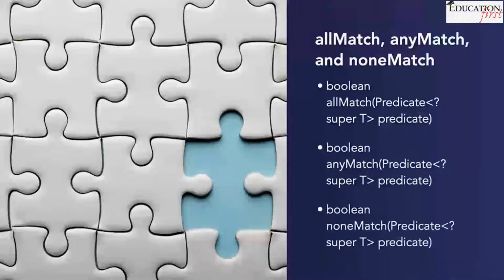We also have none match, and it actually does the opposite. So it returns true if no elements of the stream match the specified predicate. Again, I'm not going to show this. It works in a very similar fashion. And also, for infinite streams, it won't ever finish if none of them match.